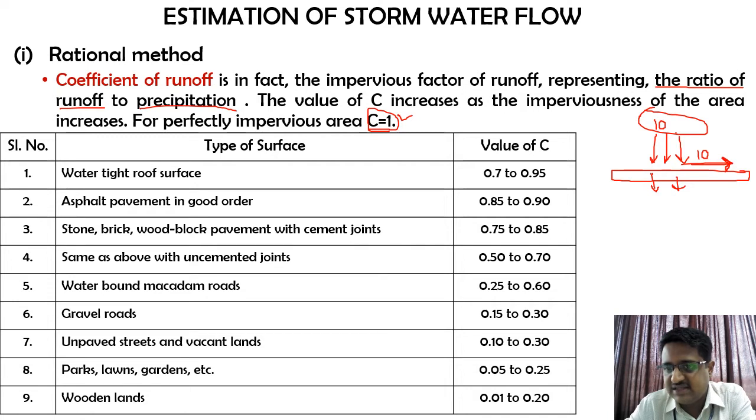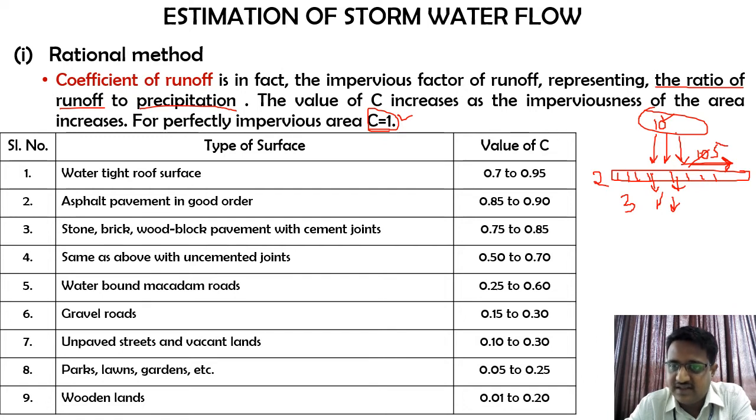Now imagine I replace this impervious strata with soil. At that point of time, what will happen? If 10 centimeters of rainfall is occurring, there might be some 2 centimeters that will be absorbed by the soil, and let us say some 3 centimeters that will be infiltrated. Now the runoff is going to be how much? Only 5 centimeters or 5 units.